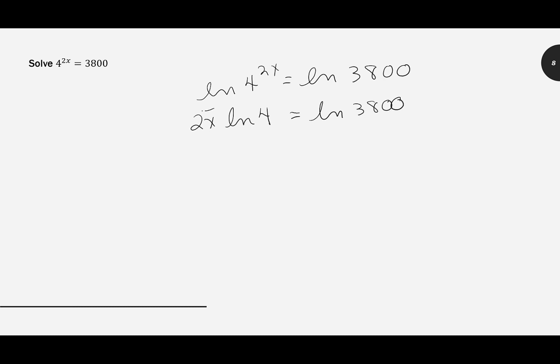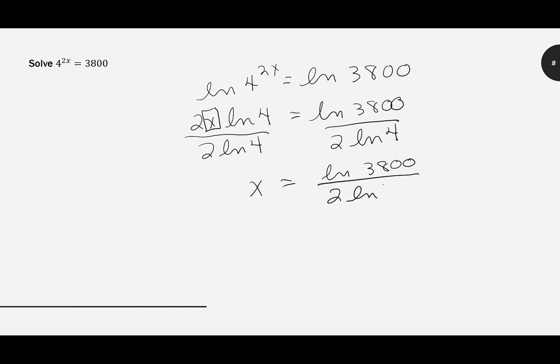I have 4 to the 2x is 3,800. First step will be take the natural log. The 2x comes in front, I have the natural log of 4, and then I have the natural log of 3,800. You are trying to isolate the x, so what are you going to do? You're going to divide both sides by 2 and the natural log of 4. So this is x is equal to the natural log of 3,800 over 2 times the natural log of 4.